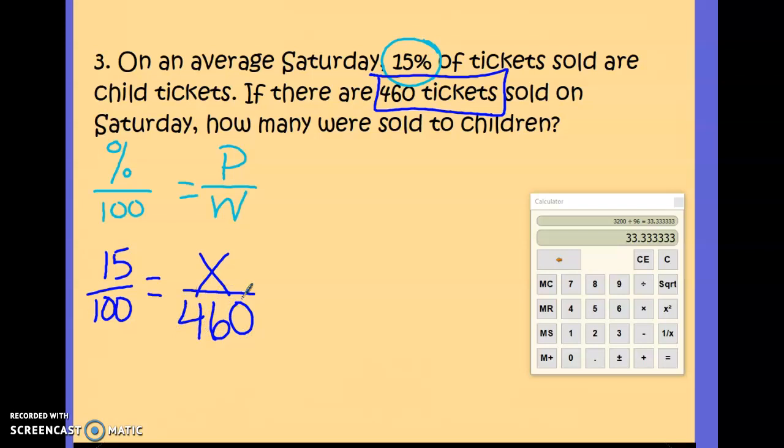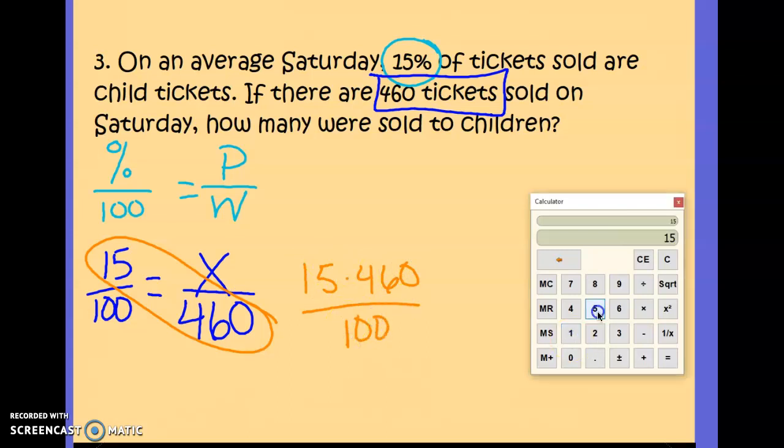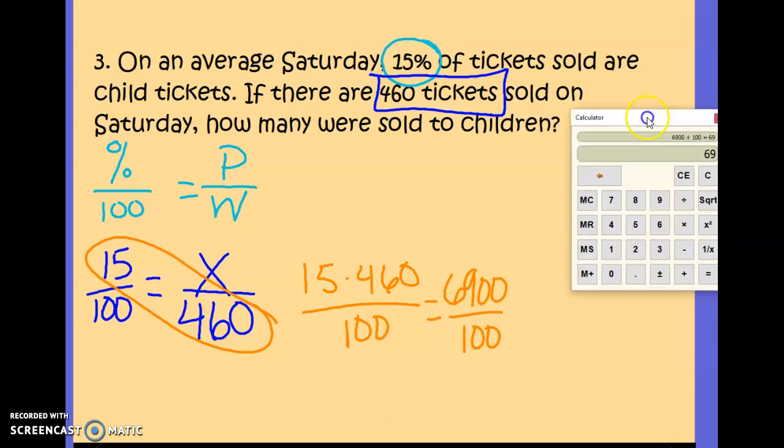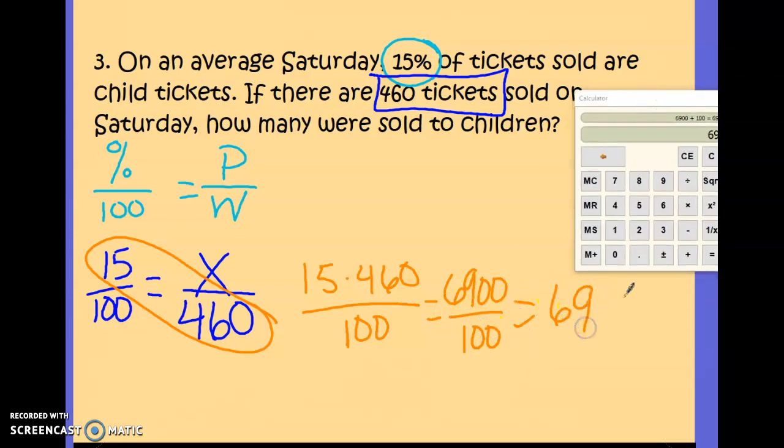Then I'm going to cross multiply 15 times 460, and then take that answer and divide it by 100. 6,900 divided by 100 gives us 69. 69 child tickets.